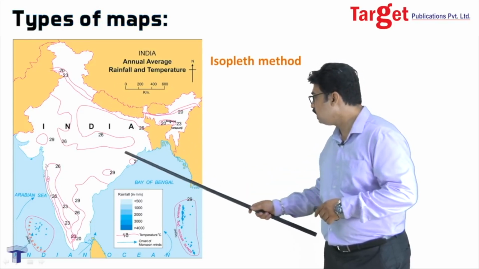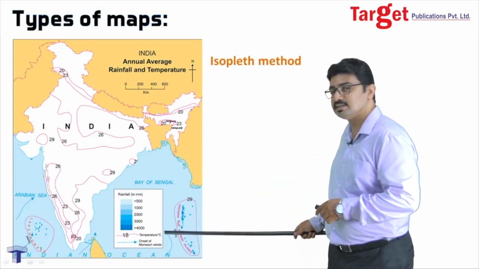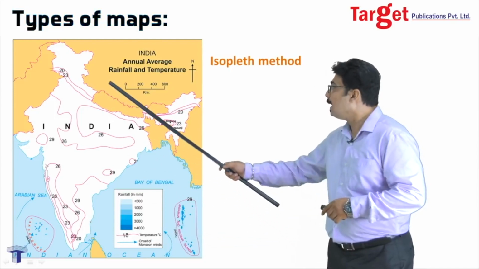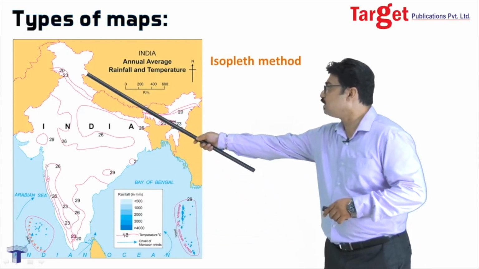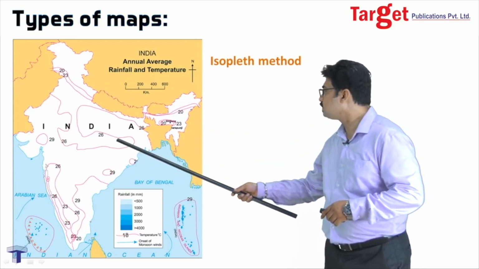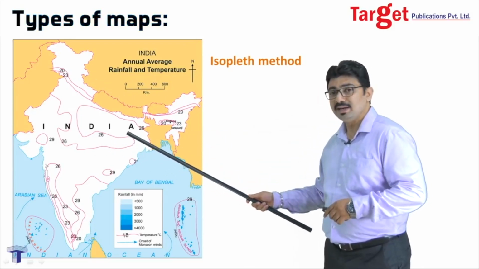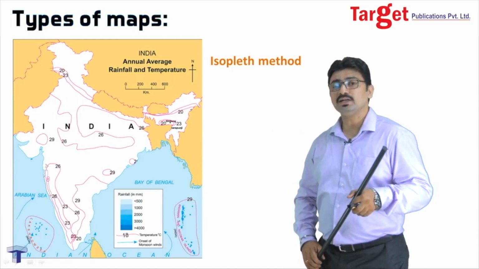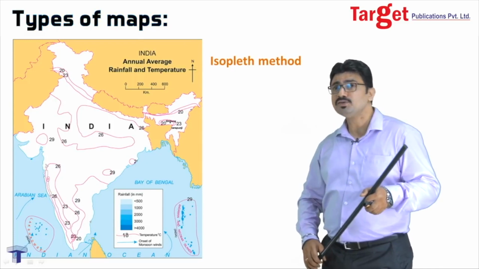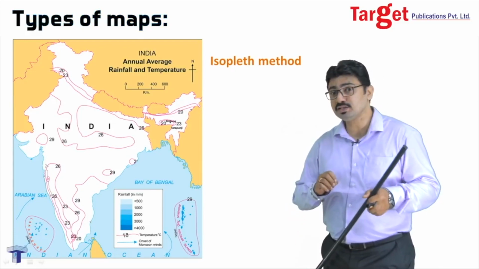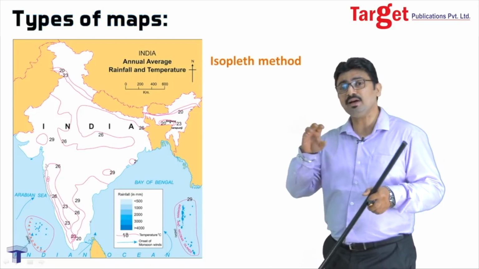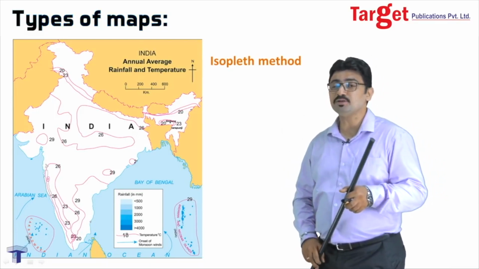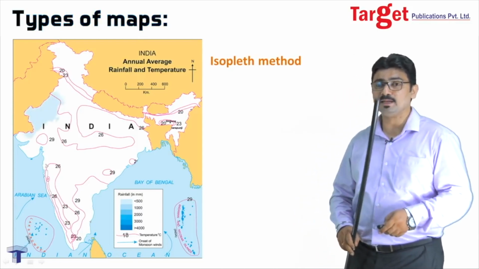And what are these lines? Here in the index, we have written that this line indicates the temperature in degree centigrade. So, the temperature where this line is mentioned is 20 degree centigrade. Over here, it's say 26 degree centigrade. So, basically, areas with same temperatures have been connected with a line, which makes us understand which regions have got the same temperature, which regions have got a lower temperature, where in our country we have regions with similar temperature conditions. So, isopleth maps are very important from this perspective.